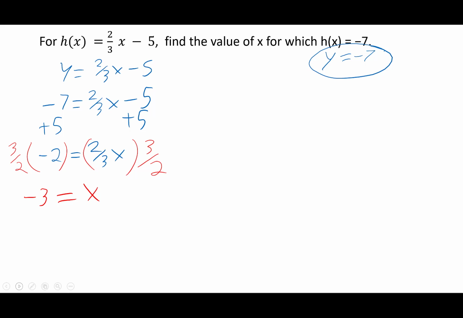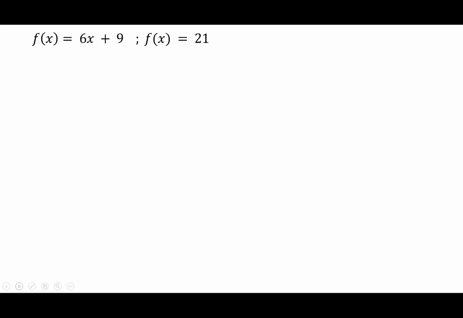So we're going to look at one more of these. Same thing here. I want to know what x is when f of x is equal to 21. So all I'm doing is replacing that f of x. I'm going to subtract 9 from both sides. So 21 minus 9 is 12, and that's equal to 6x still, because those canceled each other out.